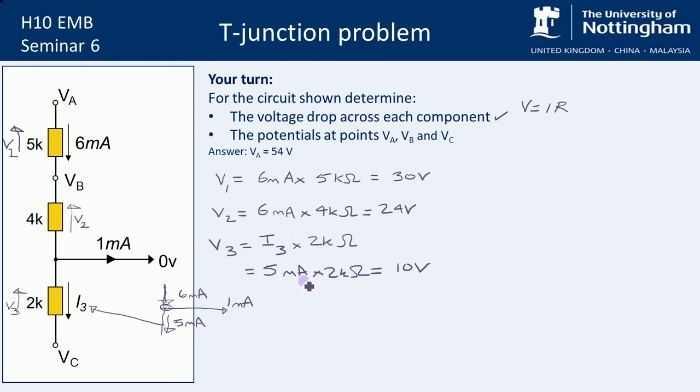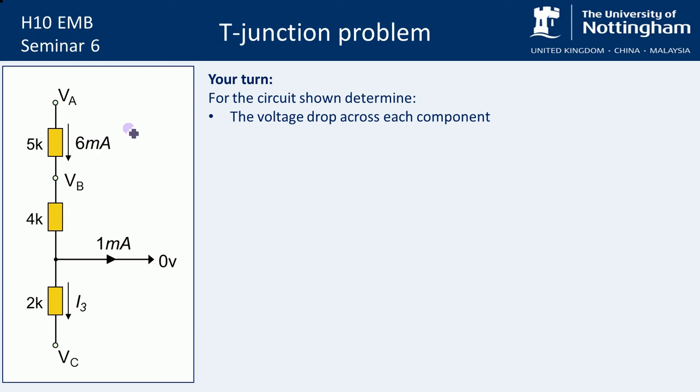Now we're going to find the potentials at points VA, VB and VC. I'm going to give myself a bit more space. We know the voltage drop here is equal to 30 volts, here it is 24 volts, and here it is 10 volts, because we've just calculated them. When we're finding the potentials at points VA, VB and VC, we're essentially starting at 0 volts. This is our starting point. The potential at point VB just contains that one resistor, so the voltage difference is just that 24 volts. So VB is equal to 24 volts.